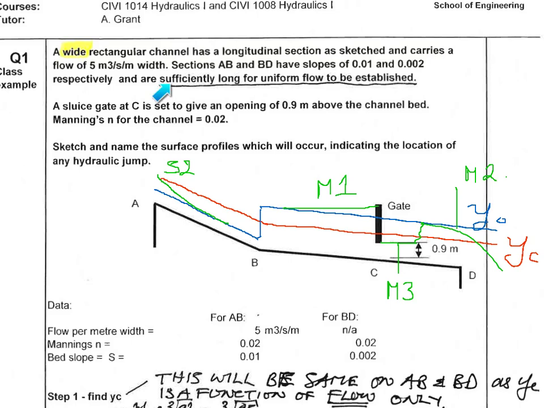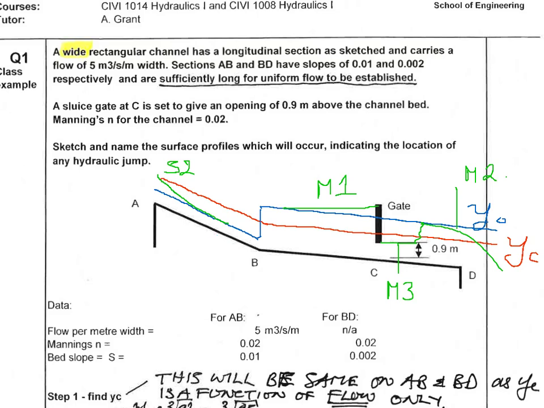Now there is often a helpful phrase in questions. It says, assume the sections are sufficiently long for uniform flow to be established. So we don't have any information about the lengths of these, but we're saying that if there is a normal depth line, then the flow will get to it and carry on at that normal depth for some distance, maybe a very short distance, maybe a longer distance, we don't know, but we do know that it will get to it.